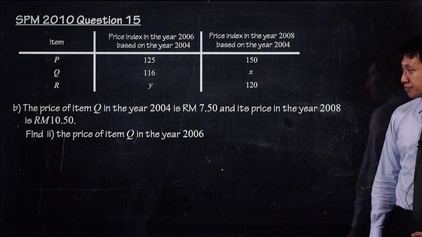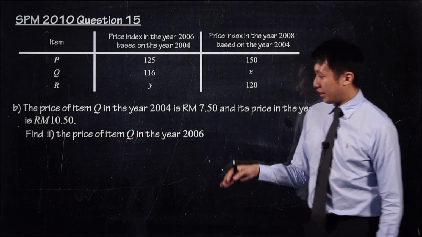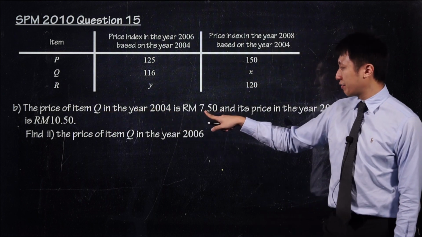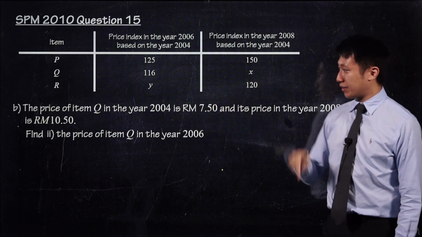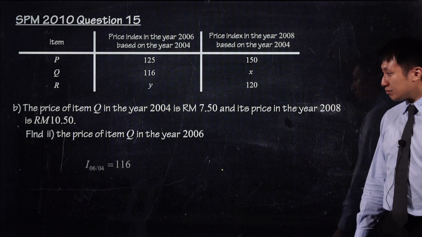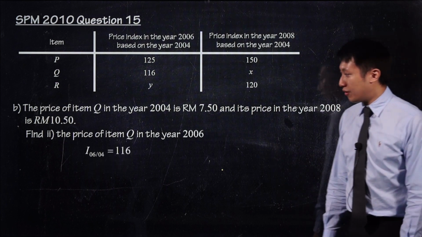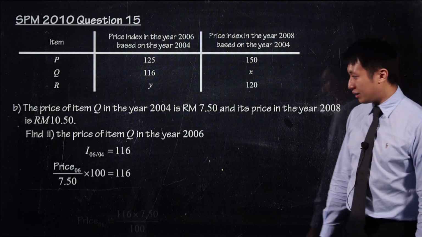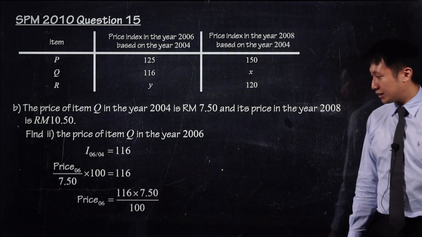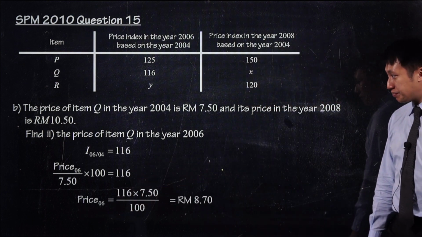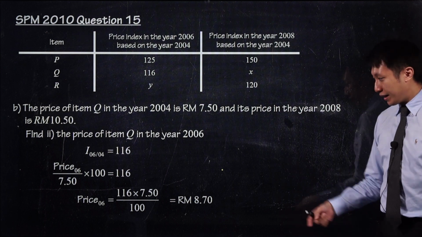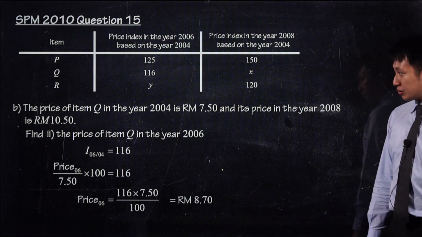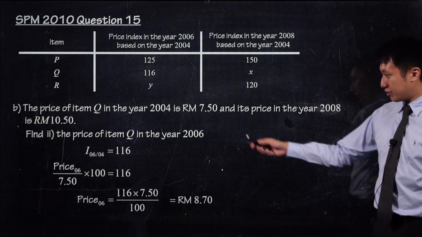Okay, good. Next. The price of Q in year 2006, given that the price of Q in 2004 is 750 and its price in 2008 is 1050. So you want to find this. I0604 is 116. So Q06 divided by this one, you get the price of 06, which is 870. Then you're done. So the price of 06 will be 870. So you only use this information here.